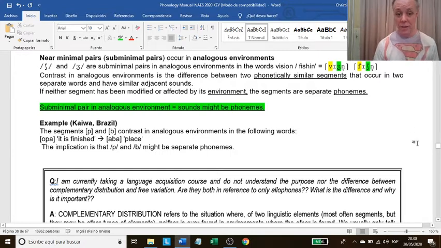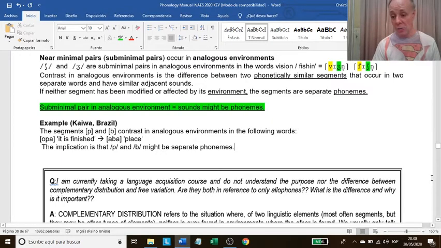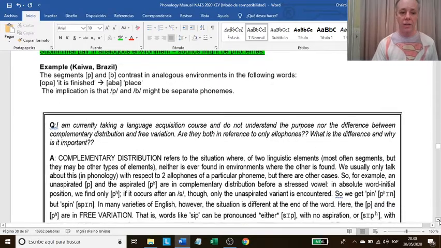Okay. All right. So we have two concepts. One, minimal pair. Another, subminimal pair. If I find minimal pairs, I know that the sounds are phonemes. If I find subminimal pairs, I know that the sounds might be phonemes. Let's look at the third one, and that will be it for today. The third one.